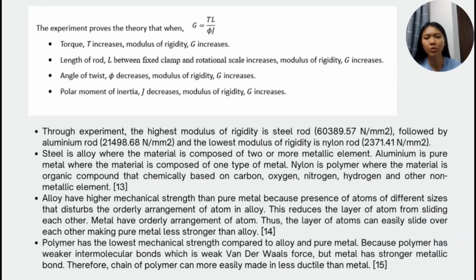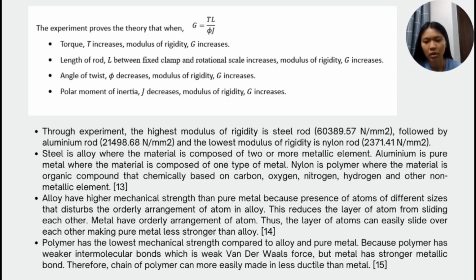The experiment proved the theory that when G equals TL over phi J, as torque increases, modulus of rigidity increases. As the length of rod between fixed clamp and rotational scale increases, modulus of rigidity increases. As angle of twist decreases, modulus of rigidity increases. As polar moment of inertia decreases, modulus of rigidity increases.